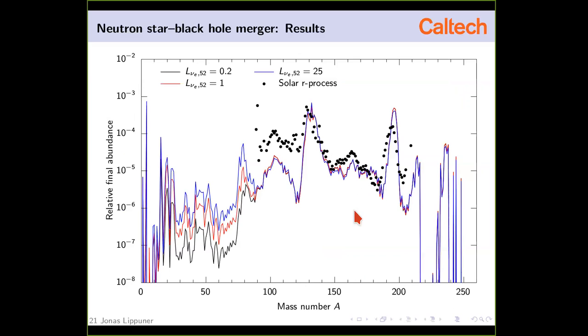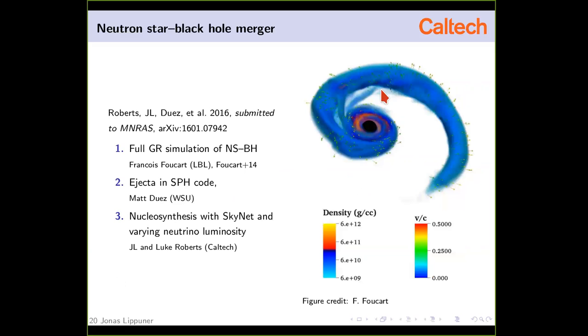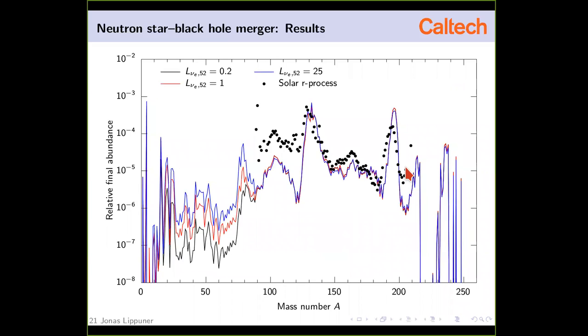I forgot to mention, in the nucleosynthesis step we just imposed a constant neutrino luminosity, because you can sort of almost see it here. There's this accretion disk that forms around the black hole. It's pretty hot, so it emits some neutrinos, and they can potentially have an impact on the nucleosynthesis that happens in the tidal tail ejecta. So we just put in a constant neutrino luminosity, varied the luminosity, and saw how the abundances change as a function of neutrino luminosity.